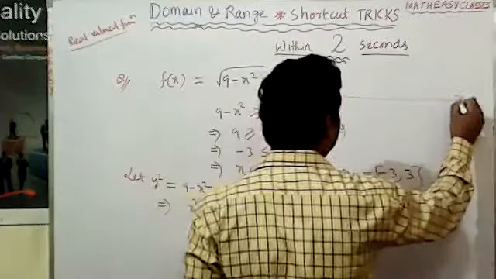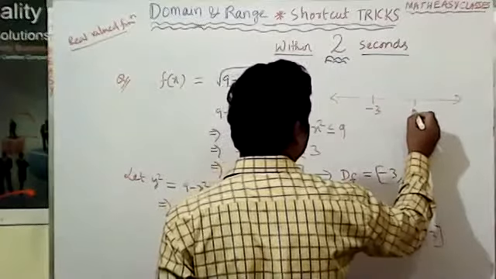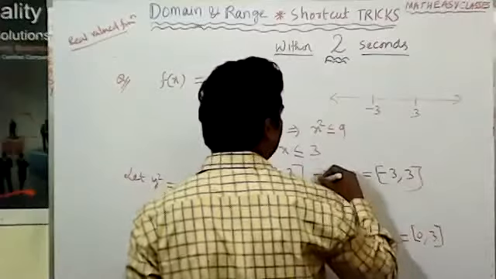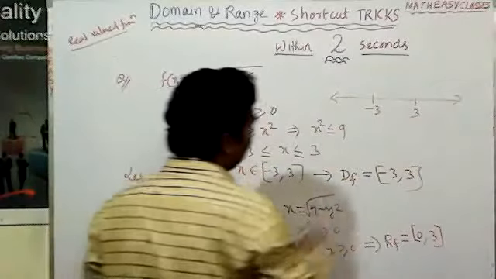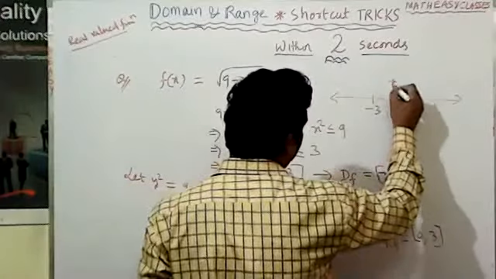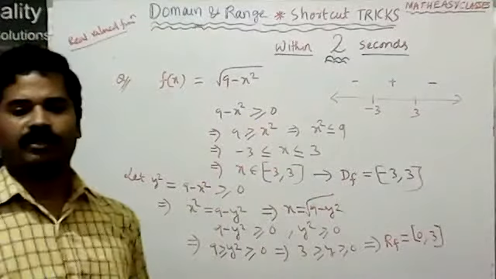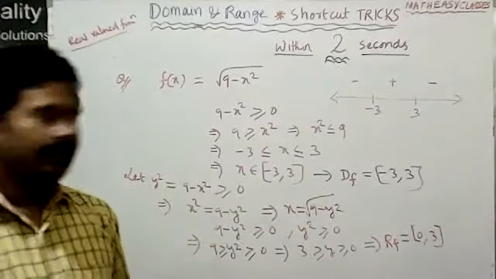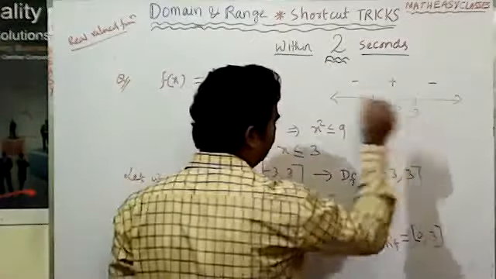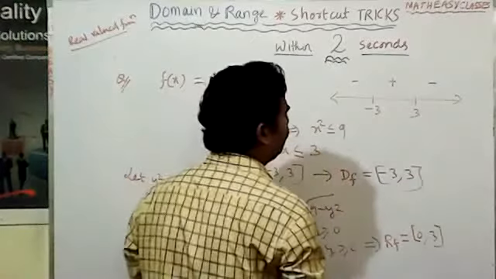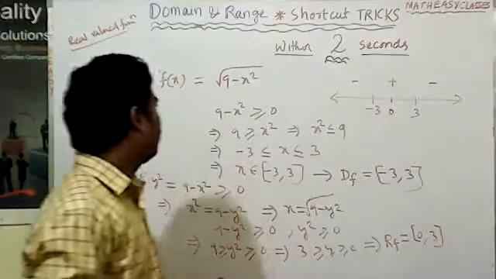If you take the number line concept, this is minus 3, this is 3. Then inside that, this is the negative value, and this is the positive value. The negative part will not come. Only 0 to 3 will come here. The range value will be 0 to 3 according to the concept.